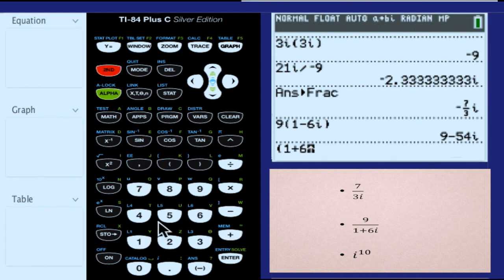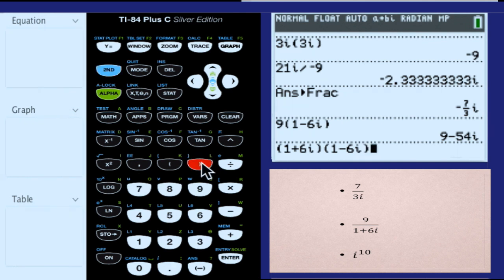So second decimal point, close the parentheses. We have to multiply that by the conjugate, so that means open parentheses. We're going to multiply by 1 minus 6i: 1, subtract 6, second i, and close the parentheses.